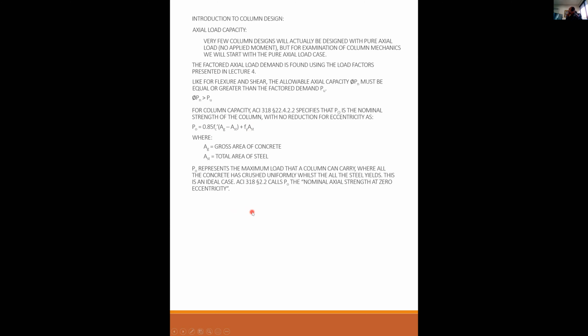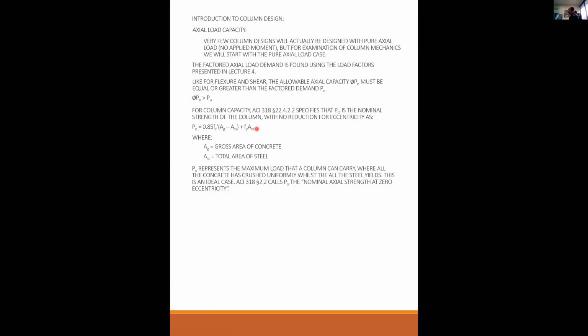P naught represents the maximum load that a column can carry, where all the concrete is crushed uniformly whilst all the steel yields. So theoretically, you never can carry a load greater than this value. This value has no moments included. It has no minimum eccentricity. It has no phi factor. All these things are going to reduce our allowable capacity.